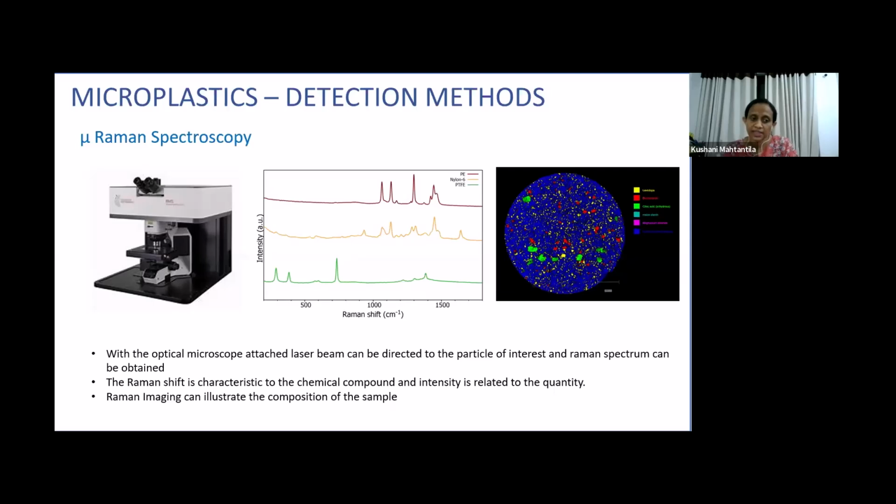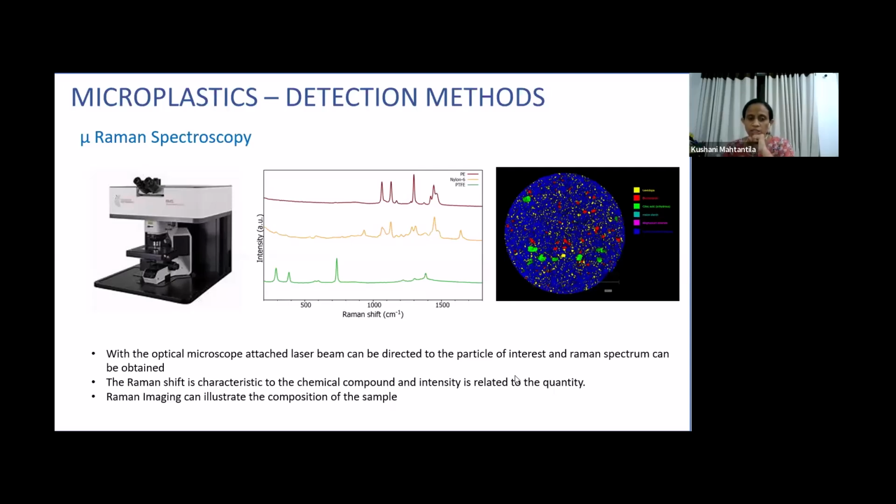define the pixel size, and for each pixel, we can analyze the Raman spectroscopy data, and we can make a Raman imaging that illustrates the polymer type and the number of particles we can count. Like if the green is one compound, one polymer type, and the red is one polymer type, we can count the number of particles as well as the type.